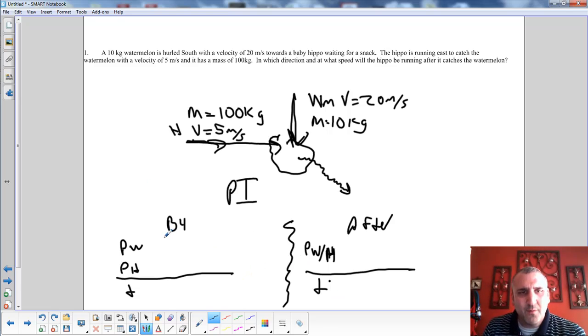And what we need to remember, though, is that we're in 2 dimensions. So we're going to have to deal with what's happening in the x and y dimensions, just like we did earlier in the year, because these are vectors. So for the watermelon, we're dealing with a velocity of negative 20 meters per second because we're going south, we're going down. So the v is actually negative 20, and the mass is 10. So 20 times 10 gives us negative, and I'm actually going to scoot this down a little bit.